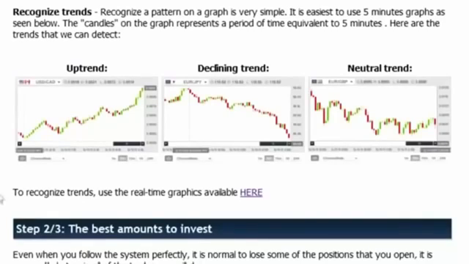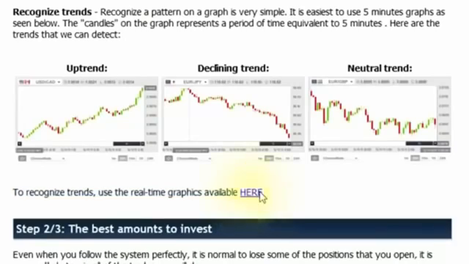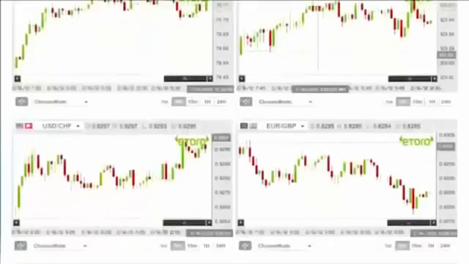In the site, on the first step under the video, there is a link. To recognize trends, use the real-time graphics available here. Once you click on the link, a new page opens with the assets graphs. The web page can take up to 1.5 minutes to load because it contains all of the graphs that you will need. So now we will identify trends in these graphs in order to trade in the binary platform.